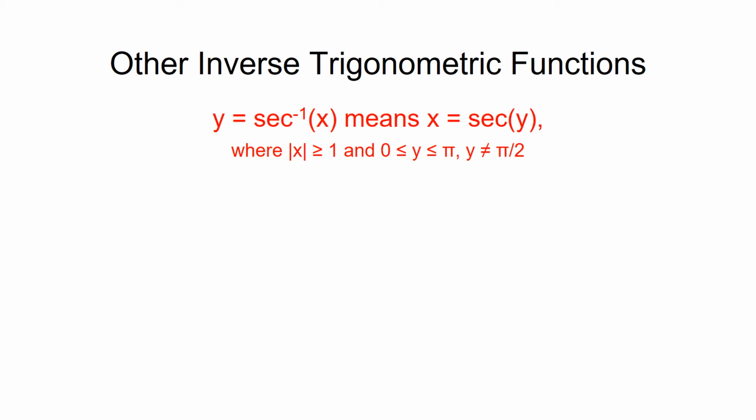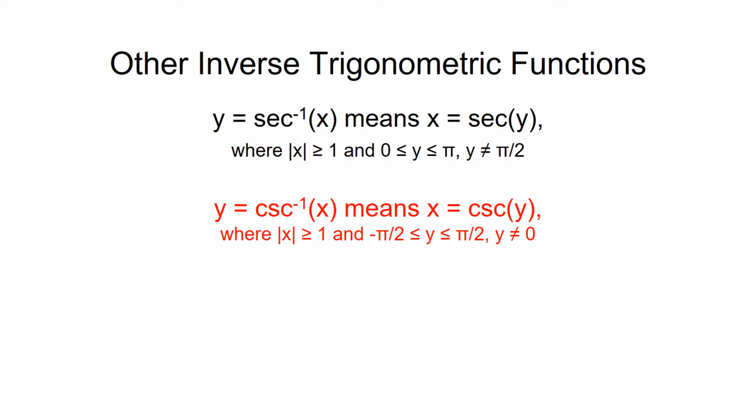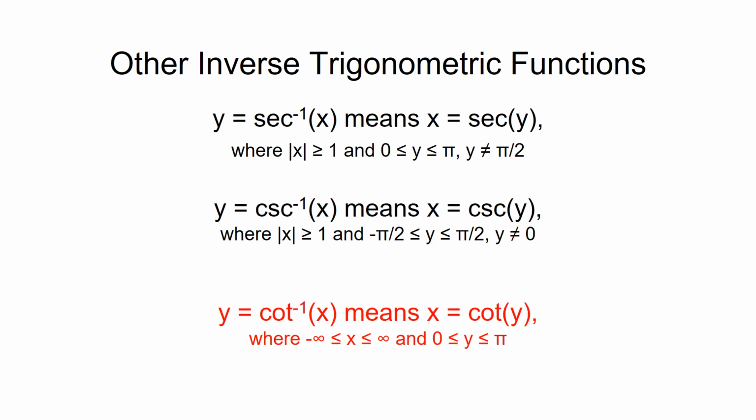So far, we worked with the inverse sine, inverse cosine and inverse tangent, but the other trigonometric functions can also have inverse functions, with restrictions on their domains and ranges. For example, the inverse secant function is domain restricted in that the absolute value of x must be greater than or equal to 1. And the range is restricted as well. The inverse secant must be between 0 and pi, and it cannot equal pi over 2. The inverse cosecant function is similarly restricted. Not exactly the same, but similar. And the inverse cotangent function is also restricted.